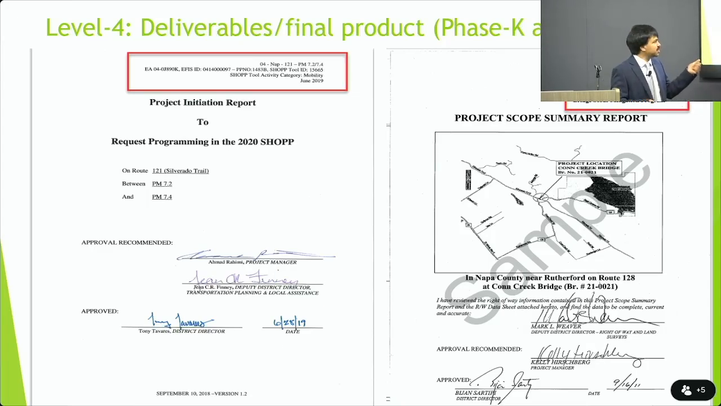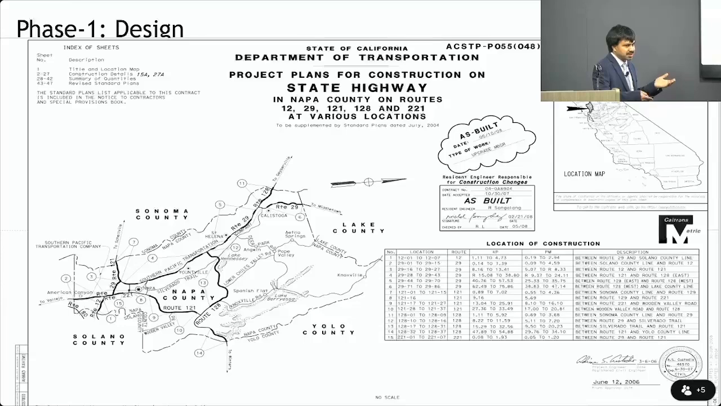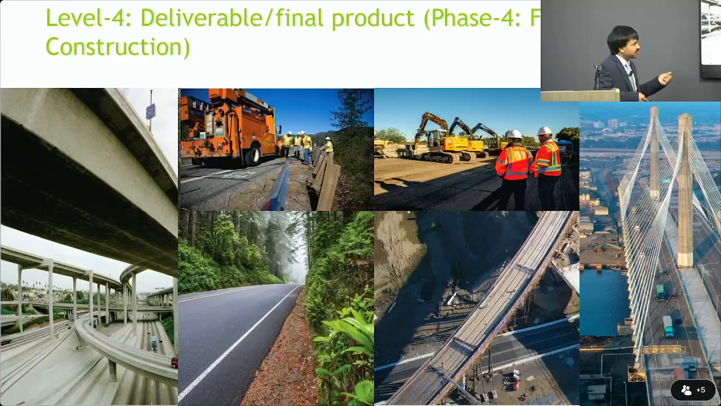All right, if we dig down to level 4, what is our product? Our product is the PID document. PID document for the K phase and project report for the 0 phase. At level 4, the PSND product, or the phase 1 product, is the plans and spec. And at level 4, the phase 3 product is construction inspection reports. People who work in the field will develop the daily diaries along with other reports they generate. And phase 4, which is the level 4 deliverable, is where you have the contractor build all of these structures based on the plan spec.